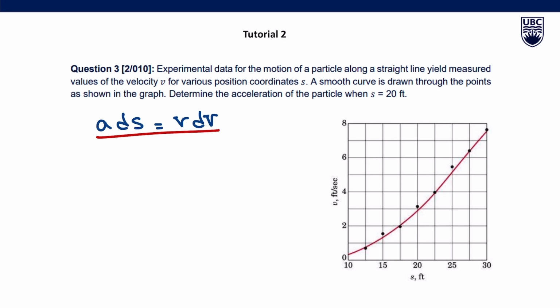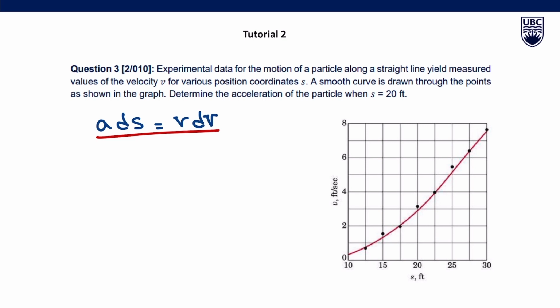So acceleration tells us how quickly the velocity of a particle is changing at a given position. It's the slope of the velocity-position graph. But how do we find this slope? It's simple. We draw a tangent at the point of interest and look at how much the velocity changes for a small change in position.